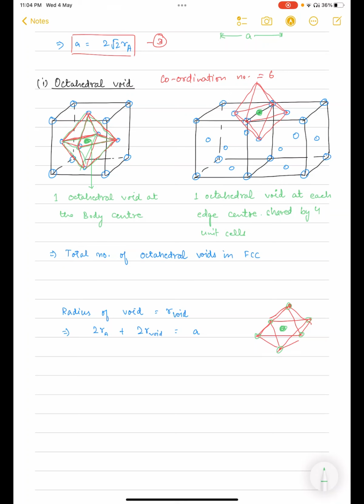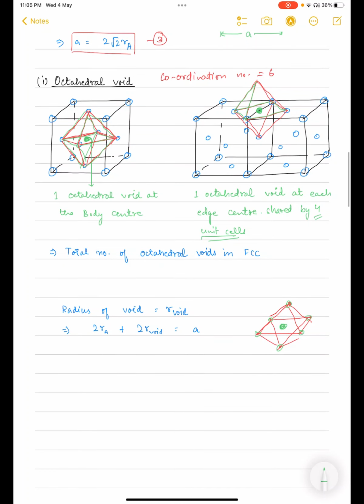And there are octahedral voids at each edge center that are shared among 4 unit cells. These are formed by, in one plane, these atoms, two face atoms and two vertex atoms, and then the face-centered atoms of the above and below unit cells. So this results in an octahedral void at the edge center.